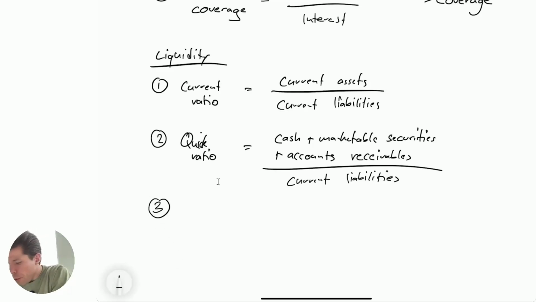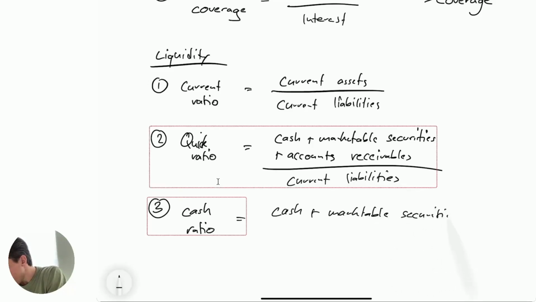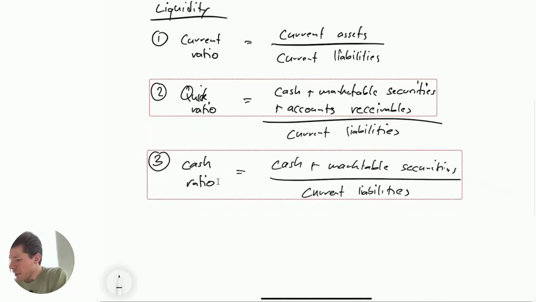And the third one goes even further. Cash ratio only looks at cash, marketable securities over current liabilities. Again, here we take out accounts receivable. So what you see is cash ratio is always the lowest ratio, and then it goes up as you add more current asset items. Yeah, and again, it measures a company's most liquid assets against current liabilities in this regard.